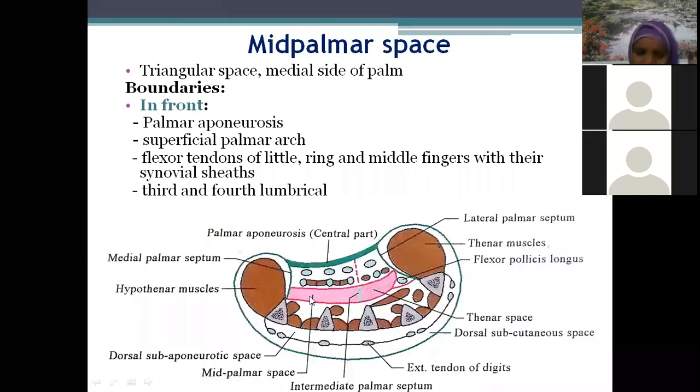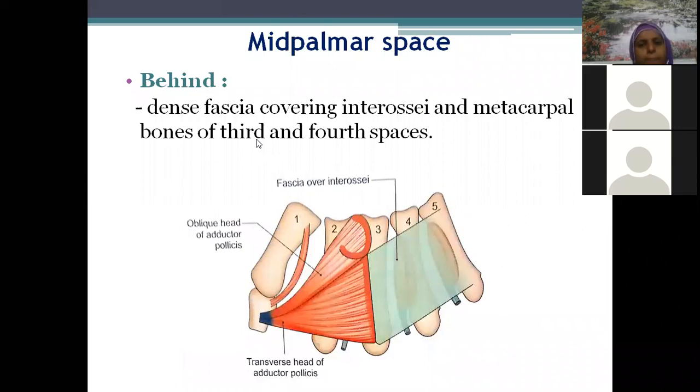Interossei. Very good. Just now Hema told us it is interossei. The interossei is covered with dense deep fascia, and you will see the metacarpal bones. This is the fascia over the palmar interossei. This dense fascia forms the posterior boundary, or behind the mid-palmar space, the third and fourth spaces.